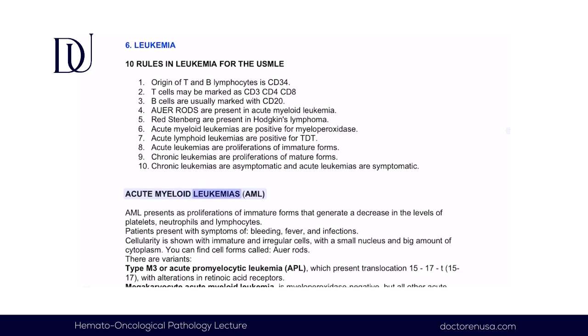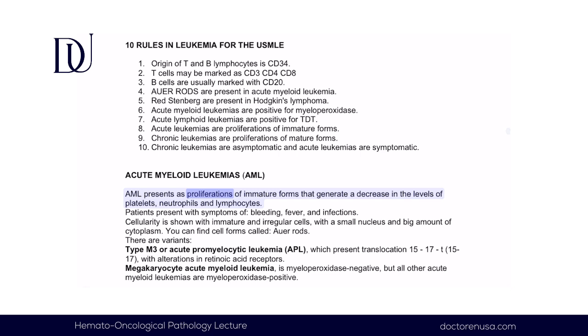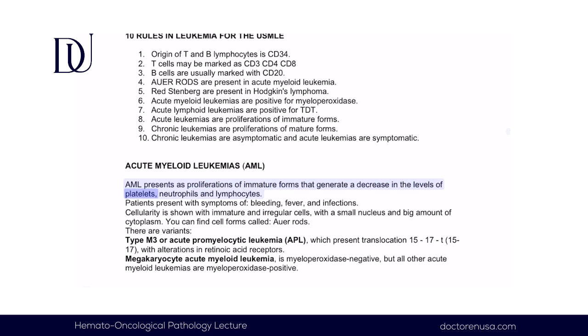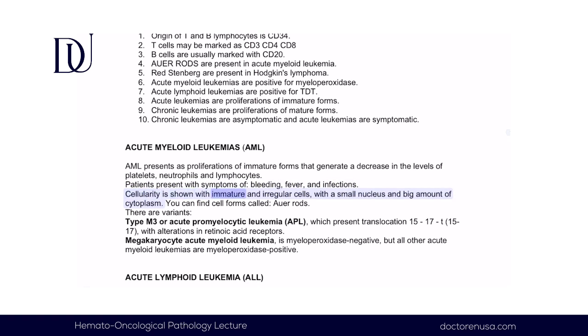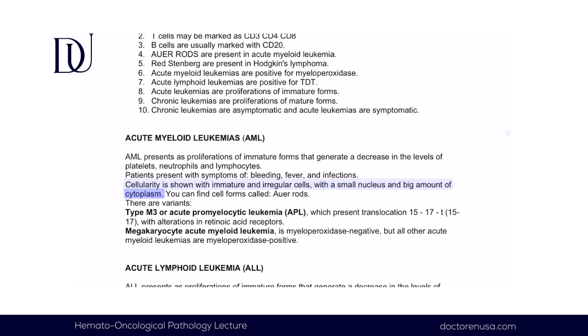Acute myeloid leukemia, AML. AML presents as proliferations of immature forms that generate a decrease in the levels of platelets, neutrophils, and lymphocytes. Patients present with symptoms of bleeding, fever, and infections. Cellularity is shown with immature and irregular cells, with a small nucleus and a large amount of cytoplasm. You can find cell forms called Auer rods.